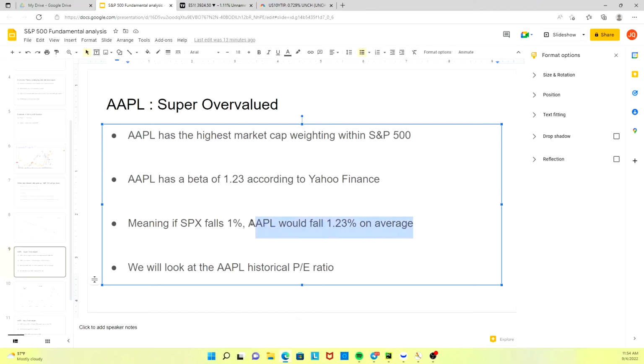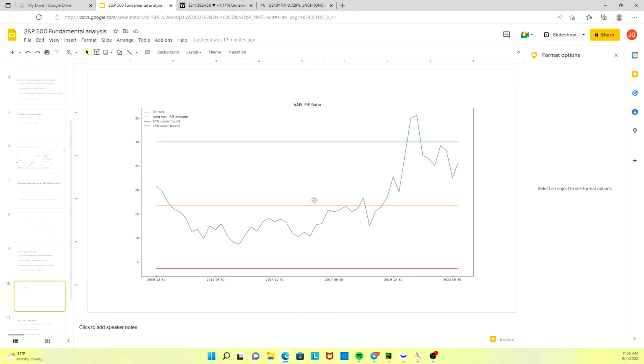That's just in theory, or in a very long-term perspective. That should happen. So let's just look at the historical PE ratio of Apple. Here I use Python to make this historical PE ratio for Apple. If you look at this chart, the green line is the 95% confidence interval upper bound, the red line is the 95% confidence interval lower bound, and the orange line is the long-term average since 2009. So you could see the long-term average is around 17 times PE.